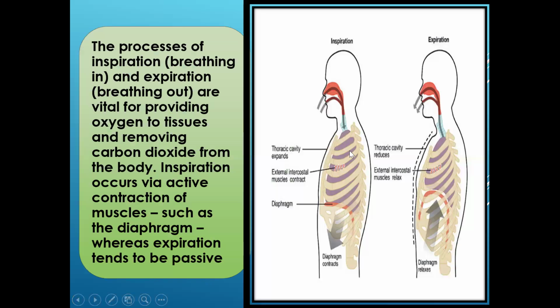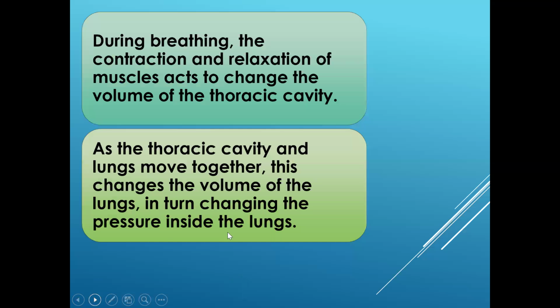If you look here, as this dumbbell shape, the diaphragm, goes downwards, the volume is expanded. As it goes upward, the volume is reduced. So that's what we're trying to explain here, that as the thoracic cavity and the lungs move together, this changes the volume of the lungs, in turn changing the pressure inside the lungs. And this change in pressure is important for inflow of air and outflow of air, also known as inspiration and expiration.